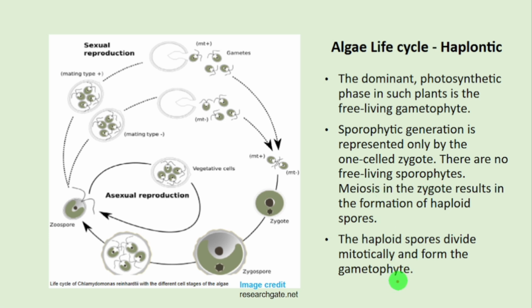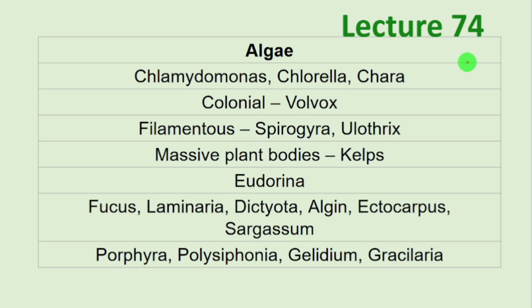Now you will see other examples also where we will see multicellular organisms. There the haploid spores divide mitotically and form the gametophyte. So overall, the haploid phase dominates, and this is the reason the life cycle of algae is called the haplontic life cycle. These different examples we will study tomorrow in lecture number 74.